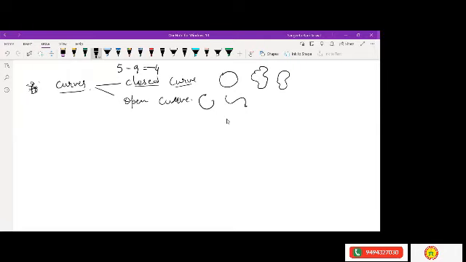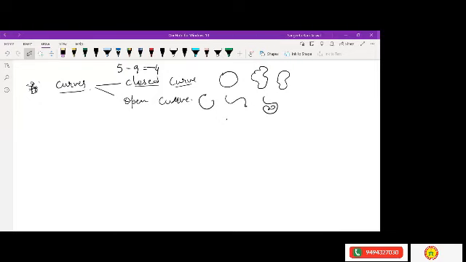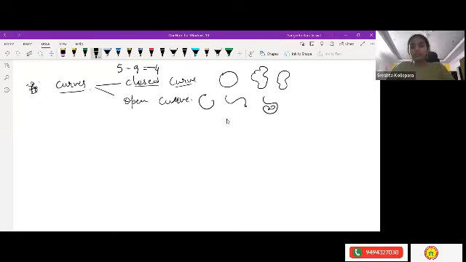Okay, please listen. Any shape like this, like this, whatever. If the ending and starting point are different, then that's the open curve, right? Ma'am, even if it is just a single line, does it count as an open curve? Even if it is what? Just a single line.